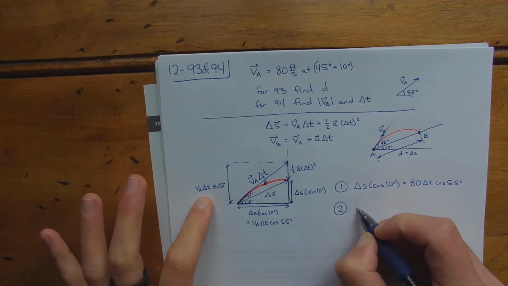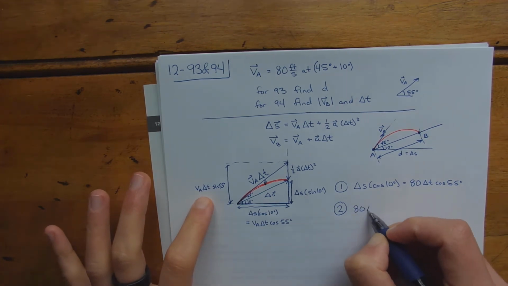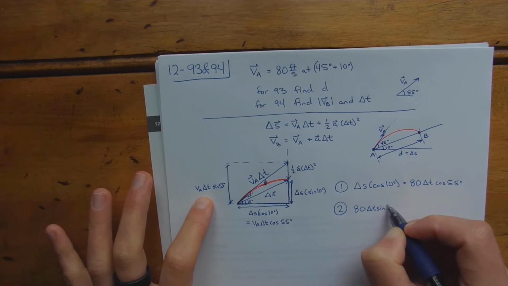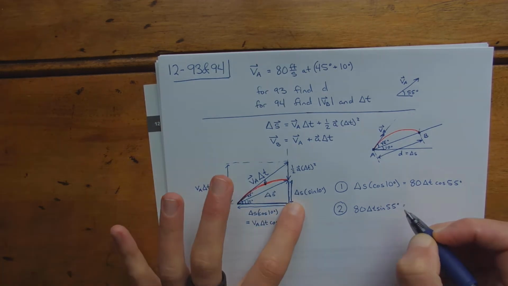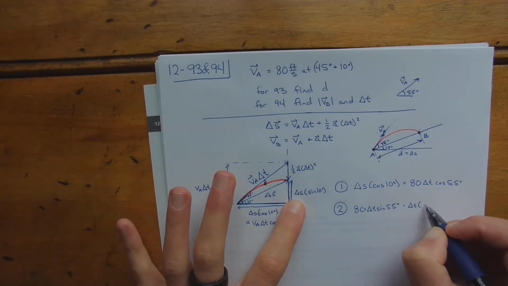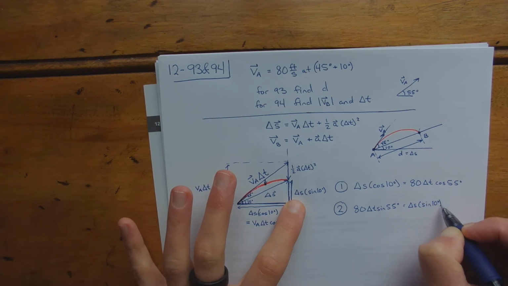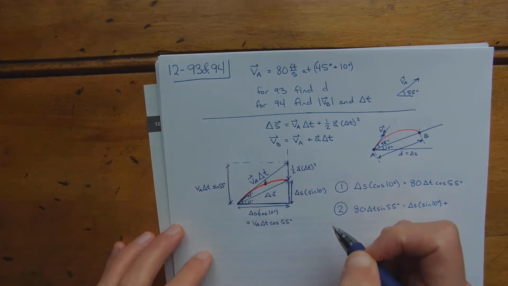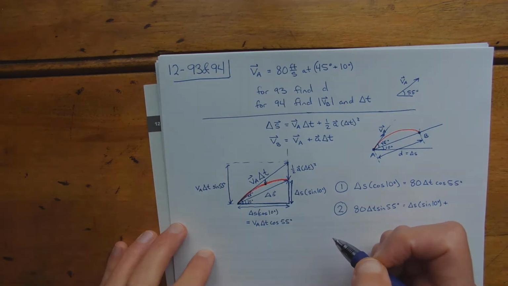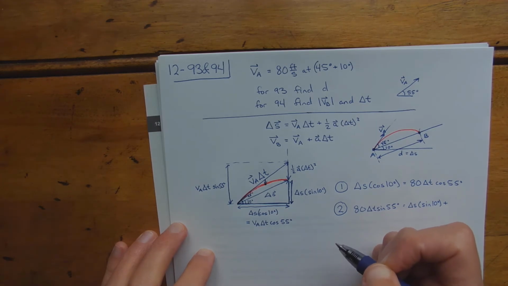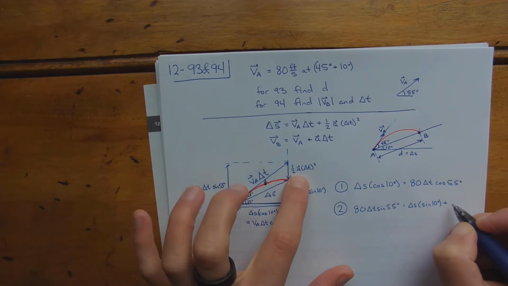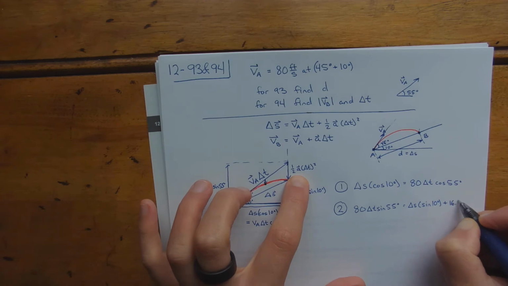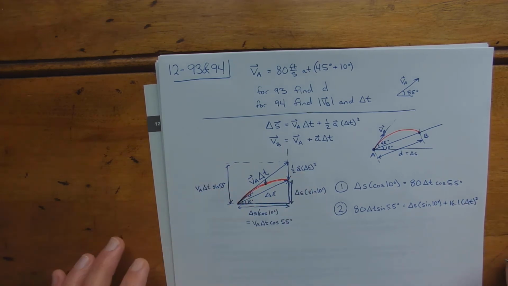And that, putting in an 80 for VA, is equal to this piece here, which is delta S times sine of 10 degrees plus 1/2 of the acceleration, where the acceleration is 32.2 feet per second squared, and we have already seen 1/2 of 32.2 is 16.1, so let's just call that 1/2 A 16.1, and that is times delta t squared.